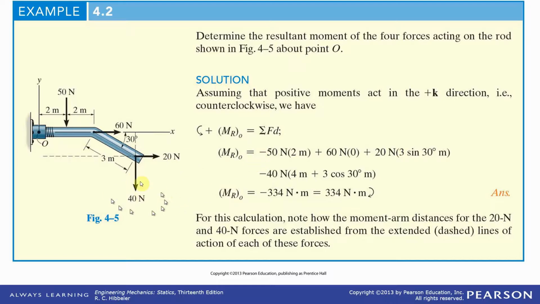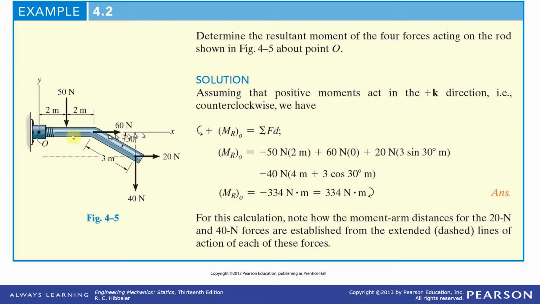And then the 40 newtons, 40 newtons negative y direction, and then it's at a position of 4 plus 3 times the cosine of 30, that position right there. So it's negative 50 times 2 meters, that's the lever arm. 50, tending to move it clockwise, so it's a negative. 60, 0, it's aligned along the x-axis.